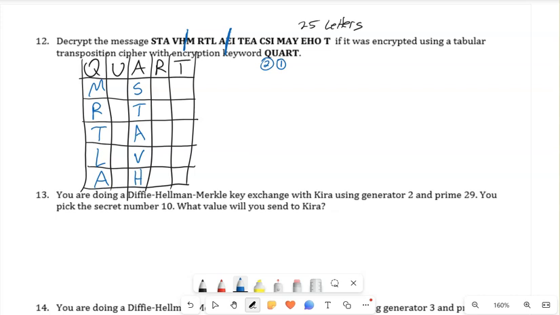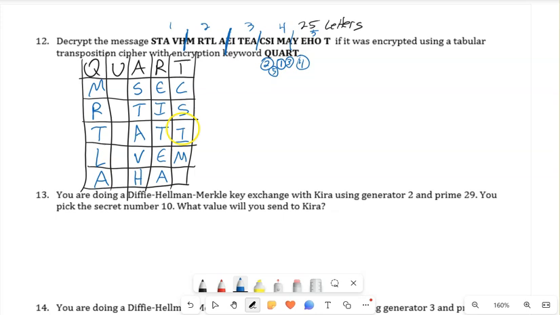Next 5 letters, 1, 2, 3, 4, 5. EITEA. What's the next letter in the alphabet? Q, R, R. Then S, T, and then U. We can finish this ordering if you'd like. So the first group is going to go in the A column, second group, third group, fourth group, fifth group, etc. So third group in the R column, this is EITEA. The next group, the fourth, that goes in the T column, CSIM.